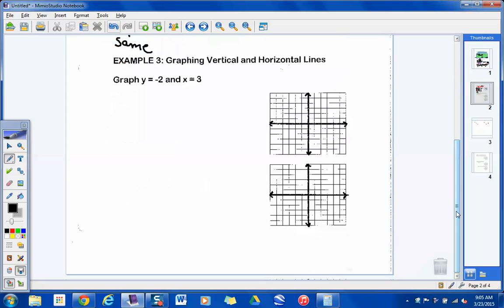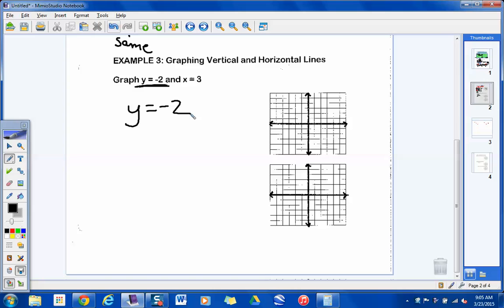Vertical and horizontal lines. What's the first one up here that I'm telling you to graph? y equals -2. So I'm going to put y equals -2 up here. Now notice, guys, in this equation right here, is there just one variable or two variables now? There's just one, okay? Vertical and horizontal lines are only going to work with one variable. What's the x value I'm going to graph here? 3.